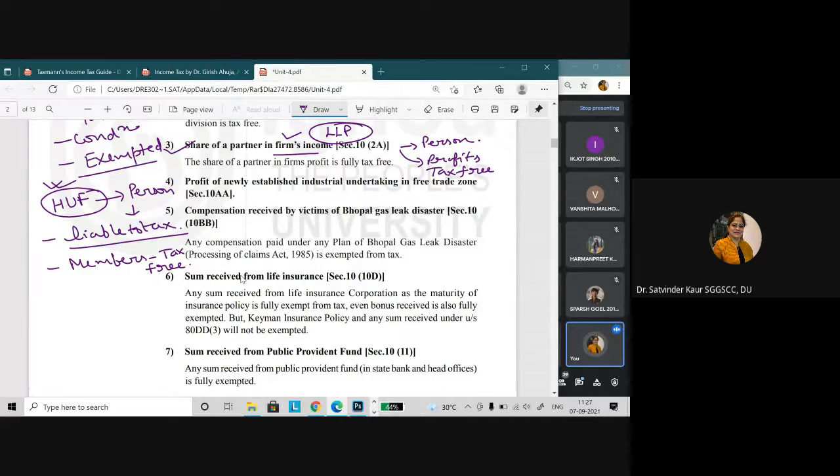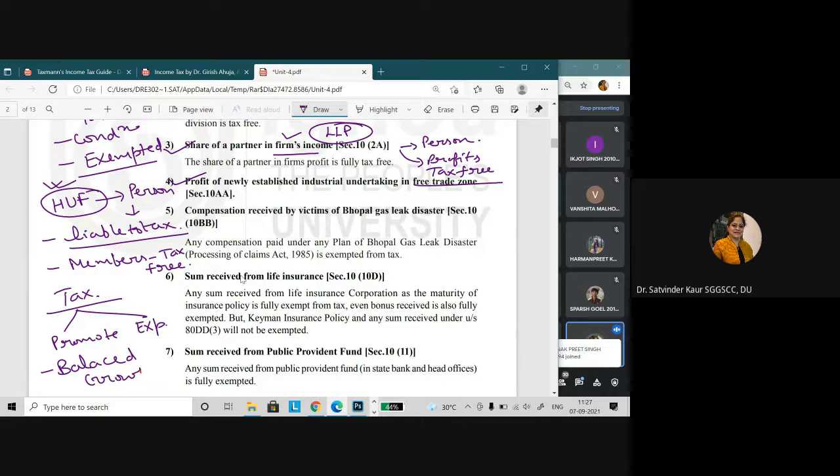Then there come the profits of a newly established undertaking in a free trade zone. Generally, when we talk about tax imposition, it happens to promote business in certain areas, or certain kinds of expansion, or the balanced growth of the economy. So different policies are given where tax subsidies and tax exemptions are given to promote certain areas. In that situation, the free trade zone comes under this category.